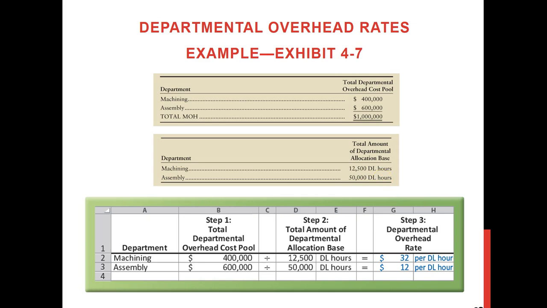Now we can use the same formula to calculate our predetermined overhead rate, but we will be calculating 2 rates for these 2 different departments. So the idea is the same. You have to take your total amount of estimated overhead cost, then divide it by the total amount of allocation base. But here we are calculating 2 separate overhead rates for these 2 departments.